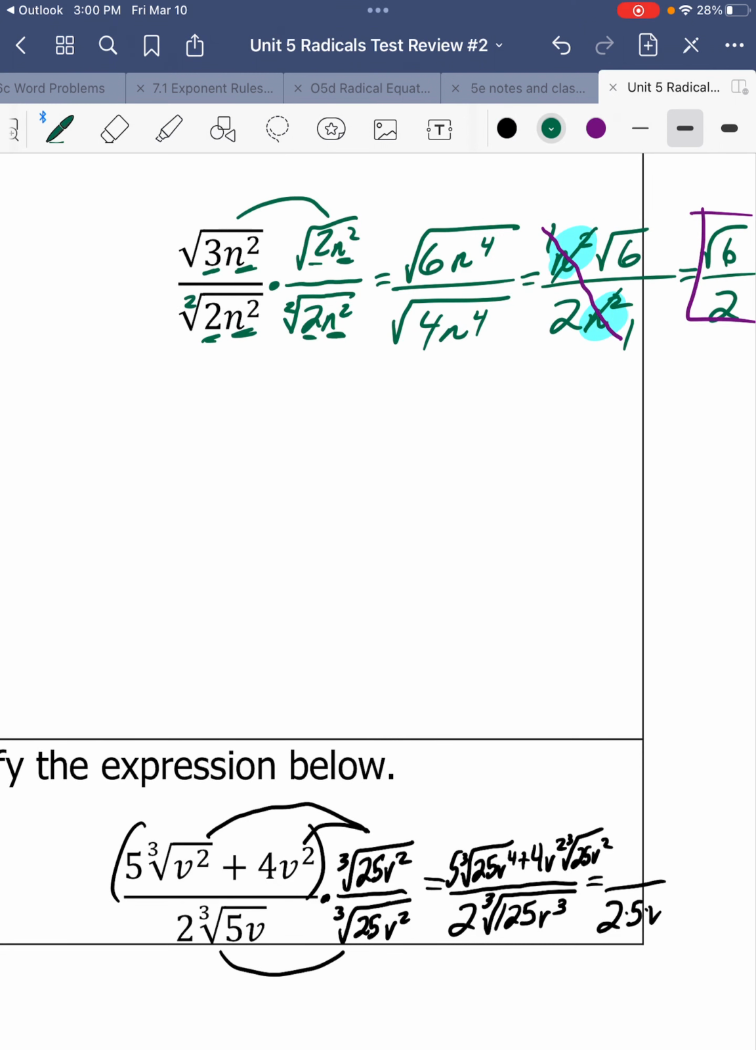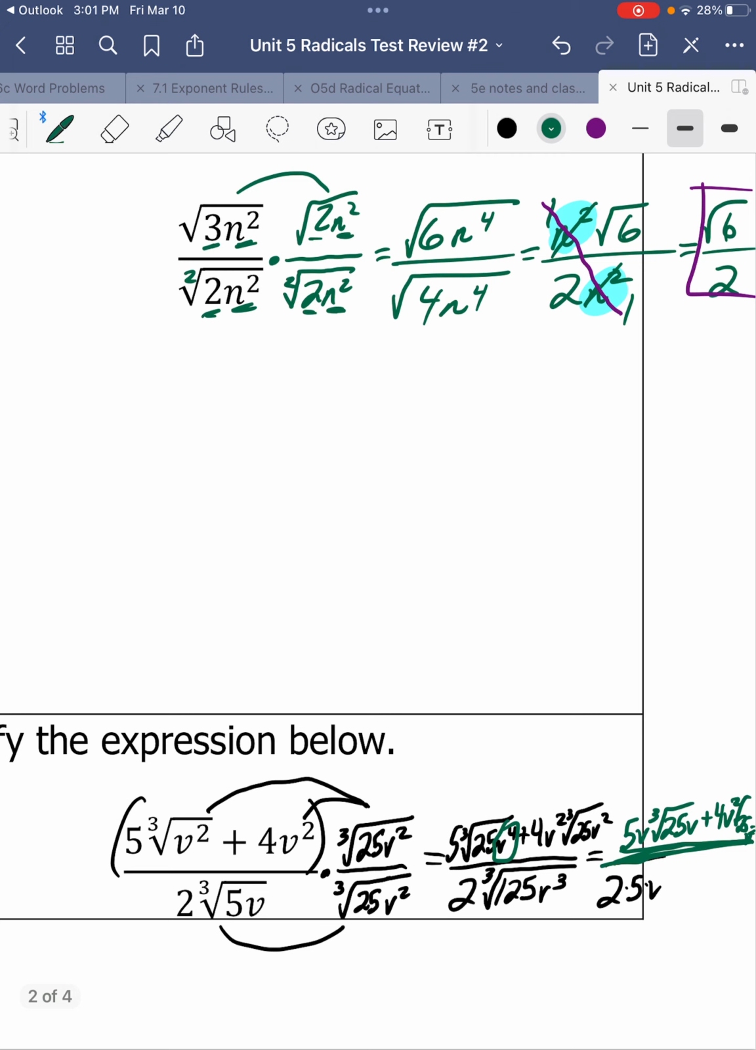I do have a little bit more room over here. Looking at simplifying, so looking at the numerator, I have the v to the fourth I can simplify. So it's going to come out as 5v cube root of 25v. And then we have plus 4v squared square root of 25v squared over, oh, it's already over this denominator.